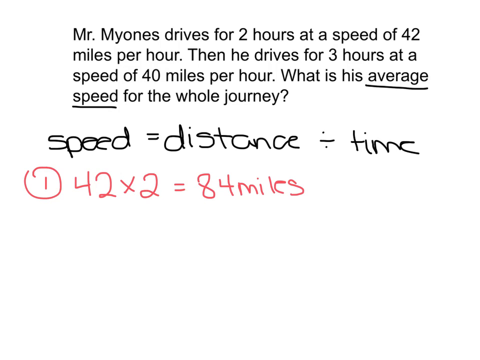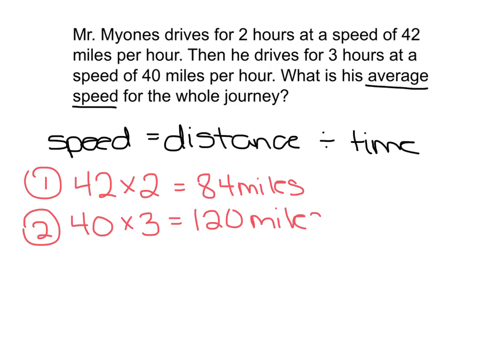But then he drives for 3 hours at a speed of 40 miles per hour. So in the second part of his journey, he went for 3 hours at 40 miles each hour. So we'd have to do 40 miles times the 3 hours that he drove. We would have 120 in the second part of his journey. So altogether, Mr. Mayones would have driven 204 miles. So now we have the total distance.